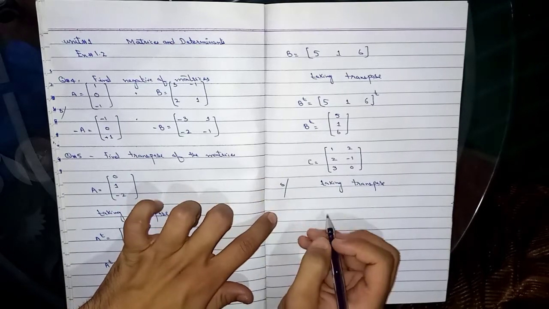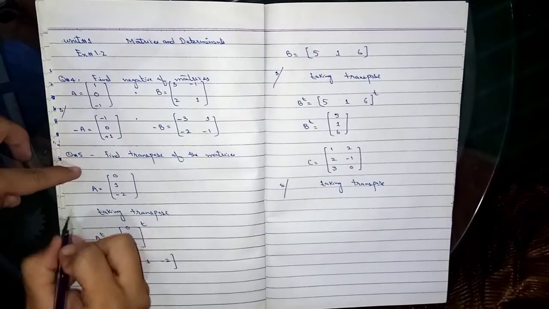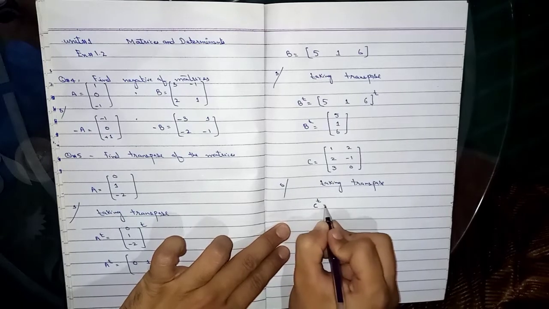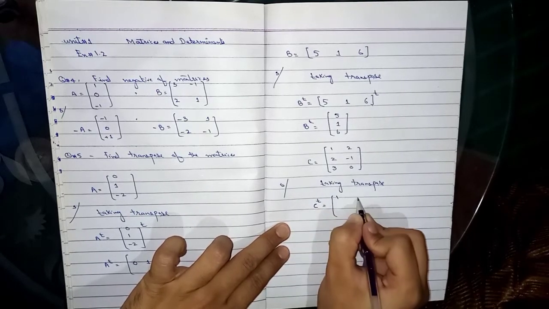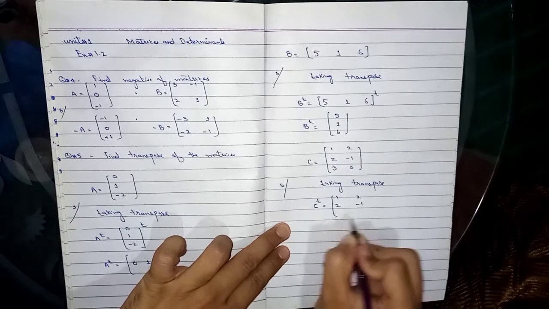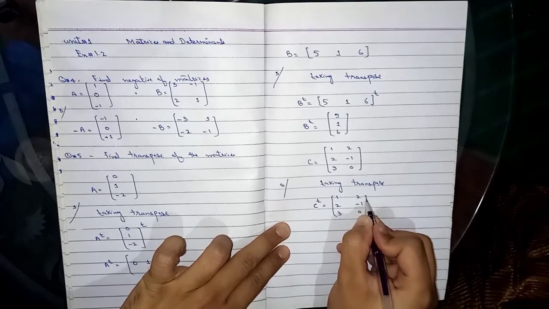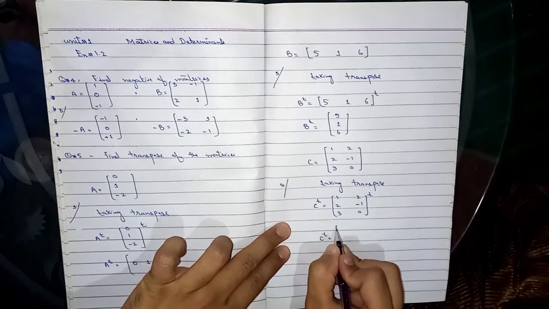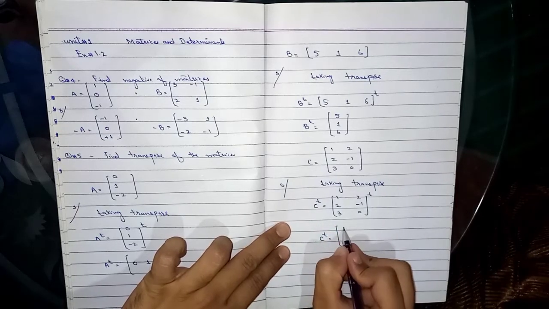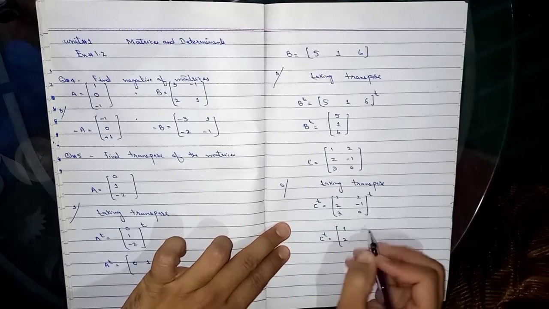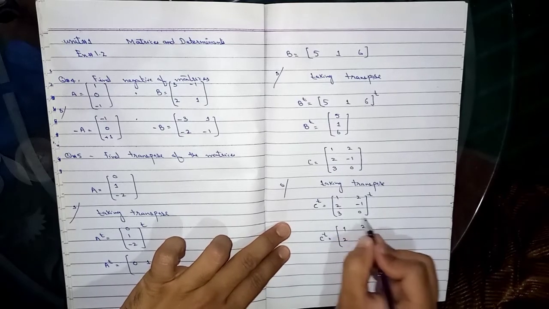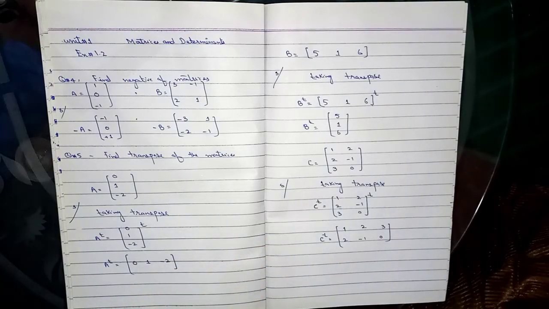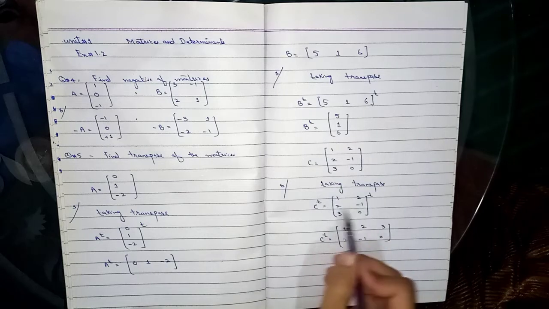Solution. Taking its transpose, the transpose represented by C^T is equal to 1, 2, 2, -1, 3, 0. C^T is equal to: this row will become the first column, the second row becomes the second column, the third row becomes the third column. So this is how we find the transpose of the given matrix. Taking the transpose simply changes rows into columns.